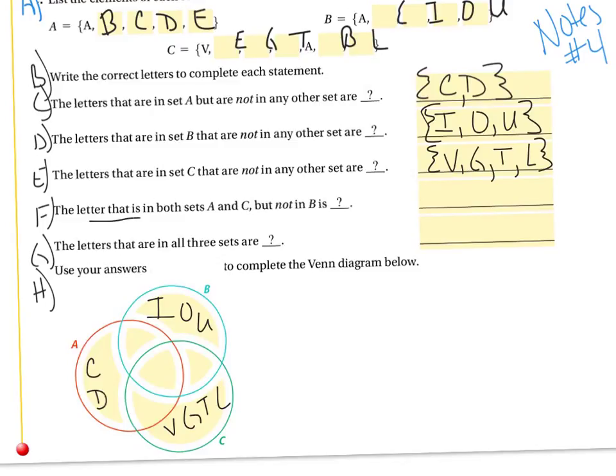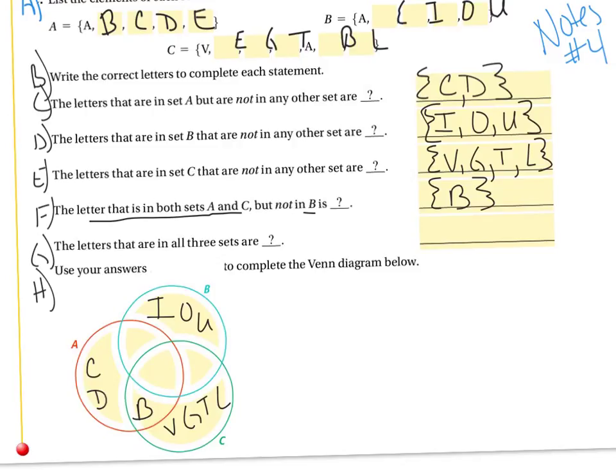Now let's find the letters that are in both sets A and C, but not in B. So what's in A and C, but not in B? Well, A is in both A and C, but it's in B too, so we can't include that. B is in A and C. C is not. D is not. E is, but E is also in B. So we're going to have just the letter B. So here is the location, right here. That's in A and C, but not B.